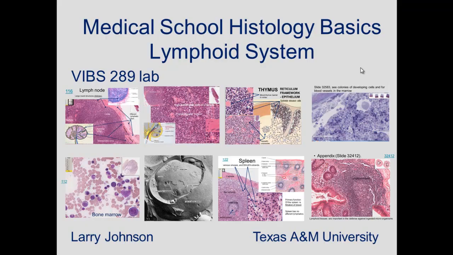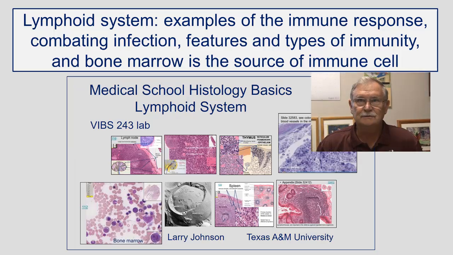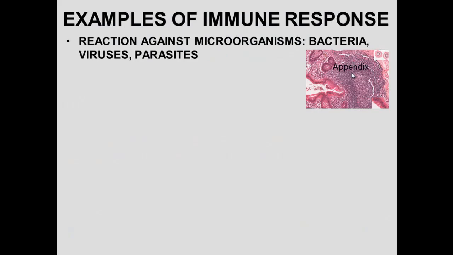Hi, I'm Larry Johnson. I'm a professor at Texas A&M University, and today we're going to talk about the lymphoid system. We want to start by looking at examples of the immune response, how to combat infection, some features and types of immunity, as well as bone marrow being the source of the immune cells.